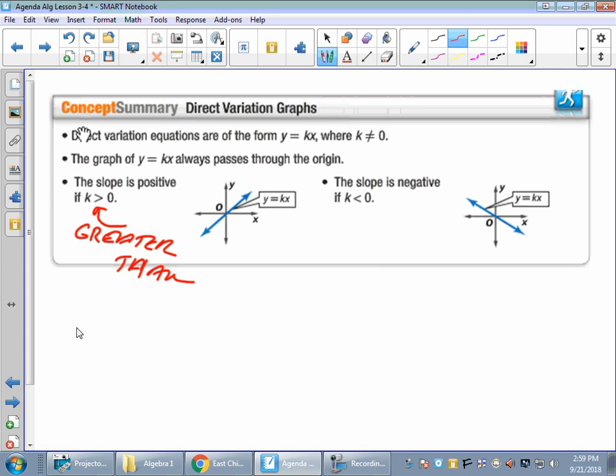And over here, the slope is negative if k is less than 0. Just remember, reminder, your greater than, less than signs. Okay?